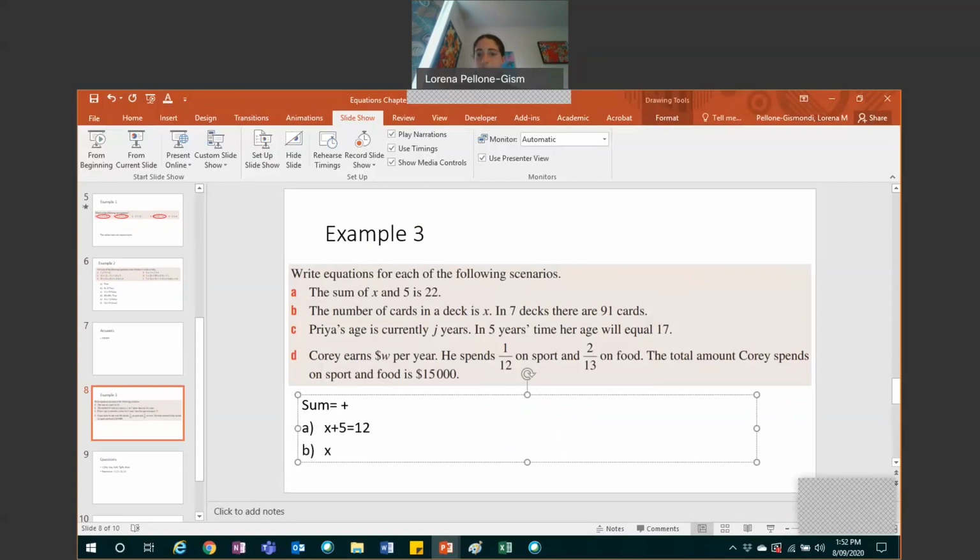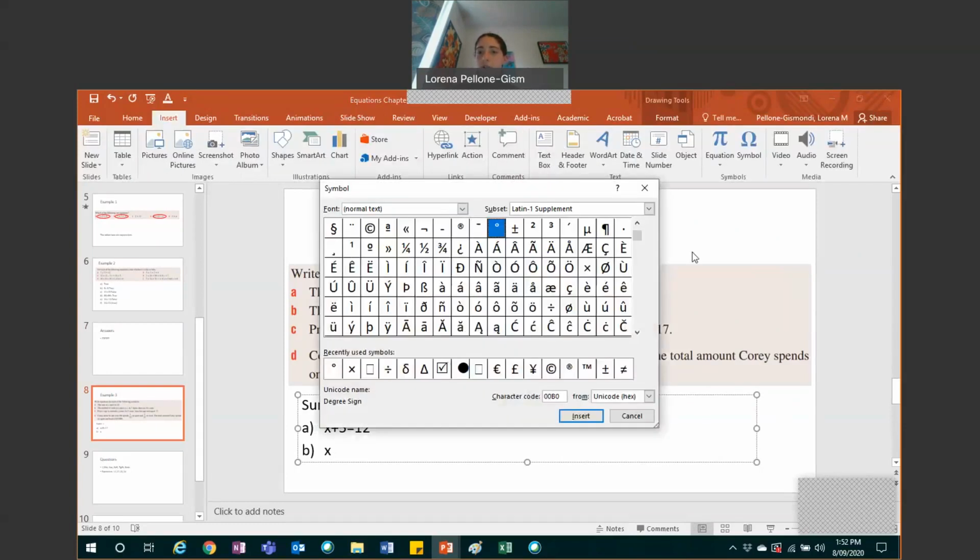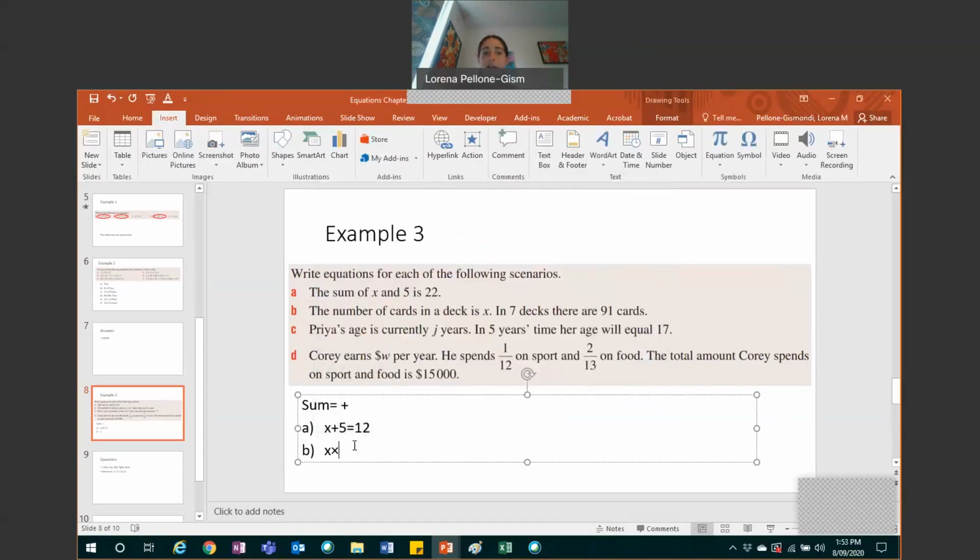Part B, the number of cards in a deck is x. 7 decks, there are 91 cards. So that will be x times, I'm going to actually insert the times symbol there. See if it looks different. It looks slightly different. X times 7 equals 91.